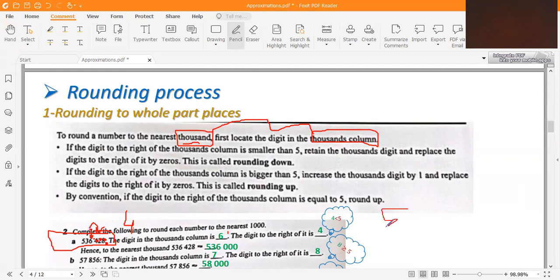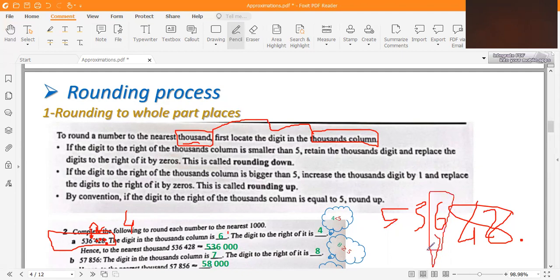So we have 436,428. Normally, we are asked to round this number to the nearest thousand. We have the decimal point here: first column, second column, third column, and fourth column. So 6 is the digit in the thousand column.